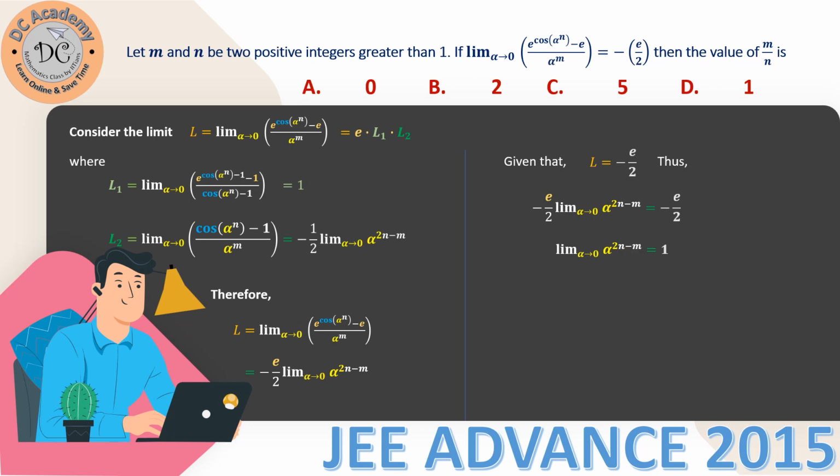But it will be 1 only if this power is equal to 0, because if I have alpha to the power 0, then it will be limit alpha tends to 0 of 1, which gives you 1. So this is only possible if 2n minus m is equal to 0, and by calculation we can find m by n equal to 2. So the given limit holds good when the ratio of m and n is equal to 2. And that's it. So for this particular problem, option B is the correct option.